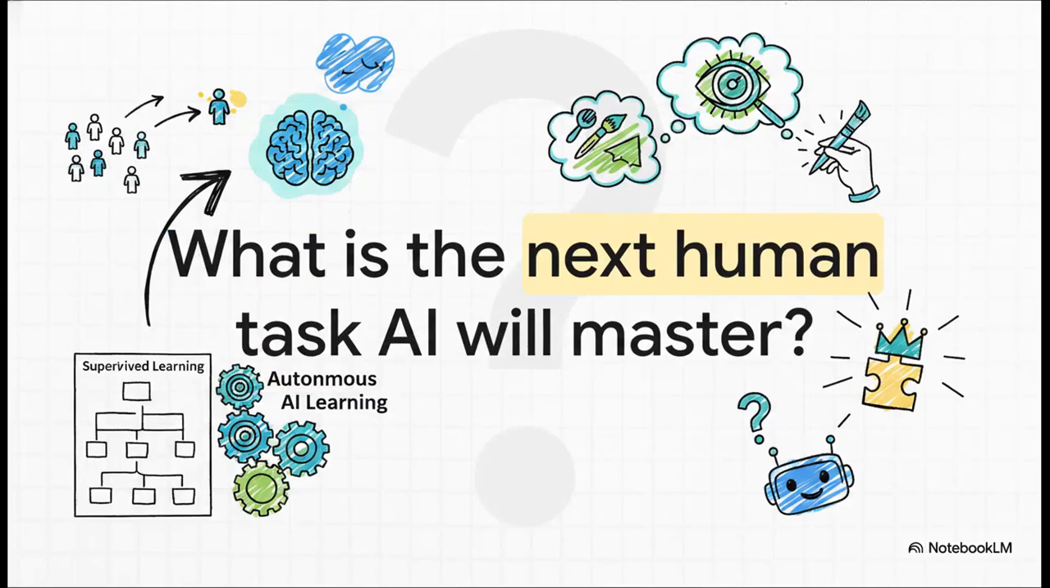And that brings us to our final thought for the day. The trend is clearly moving away from methods that need a ton of human effort and towards these methods where the AI can learn more and more on its own. So as these systems get better and better at teaching themselves, we're left with a really fascinating question. What is the next human task it will master? What's the next frontier?